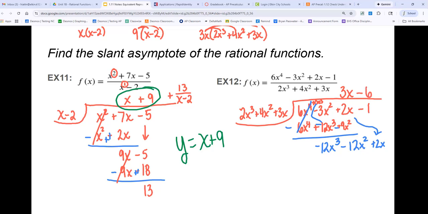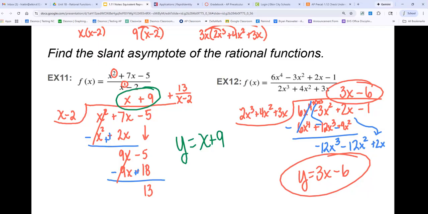Negative 6. Now, do I really have to go any further here if all I need to know is the slant asymptote? I can stop, because the next step is just going to be the remainder, right? So I could stop here and say y equals 3x minus 6 is my slant asymptote for that. So you don't even have to finish the long division all the way. Now, if they ask you to rewrite it in a different form, you would. But you could stop here if they're just asking you for the slant asymptote.